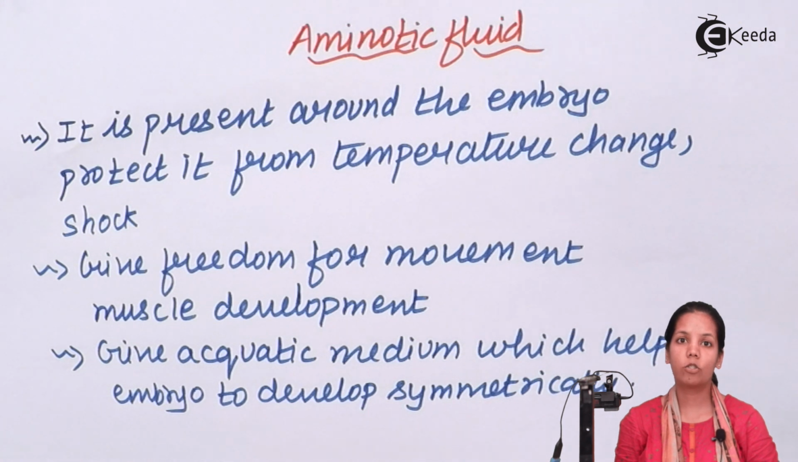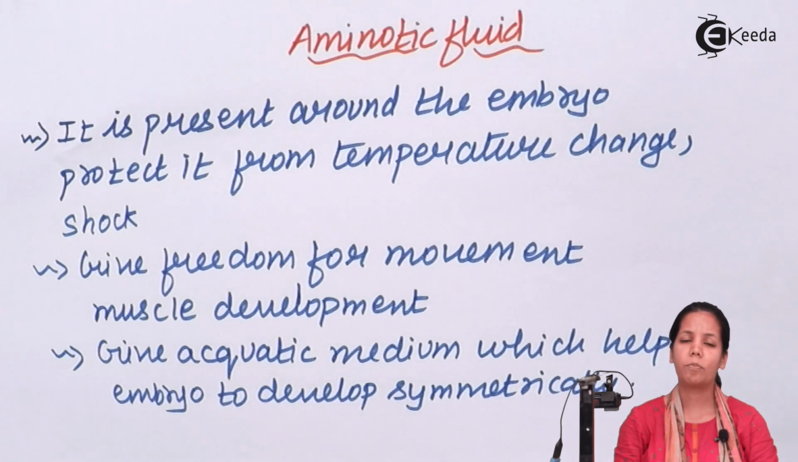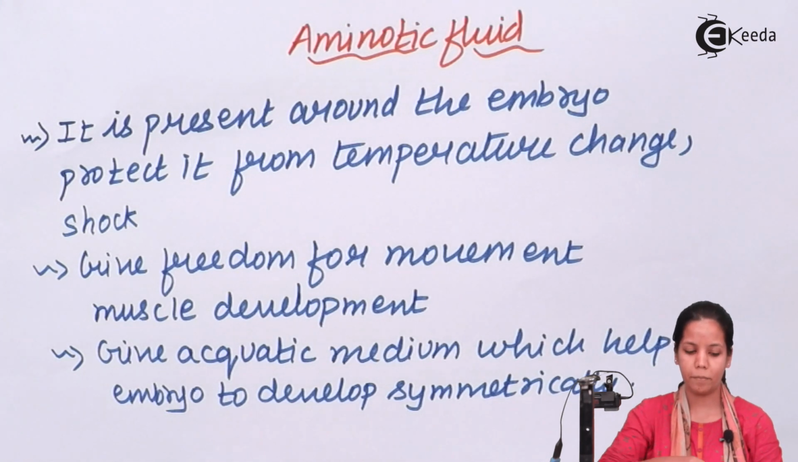Amniotic fluid is present in the embryo region. Once fertilization is done, the morula stage, blastocyst stage, everything is done and implantation has been done, then the amniotic fluid forms, which is just a covering around the child or the fetus.